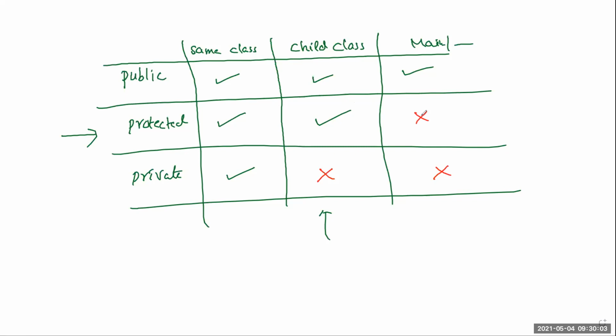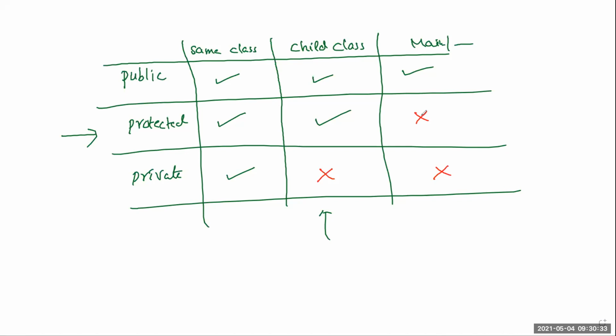Okay, so now this table actually summarizes. First, we saw why we need protected, and of course, I'll write a program as well. And now see that this table actually gives you the whole picture of what can access what. So from the same class you can access anything. From the main or outside the class, you can only access public, and from the child class you can access public and protected. So this gives you a summary.